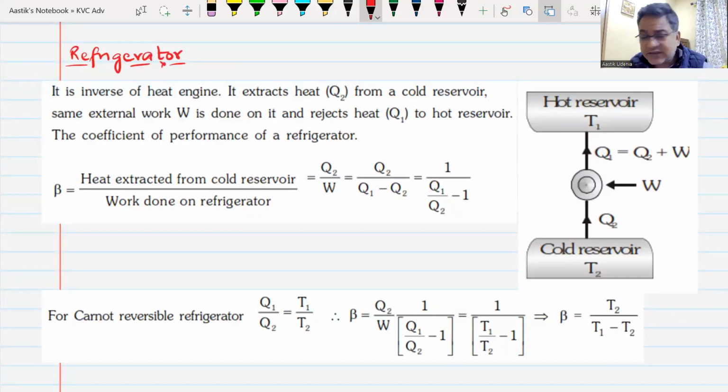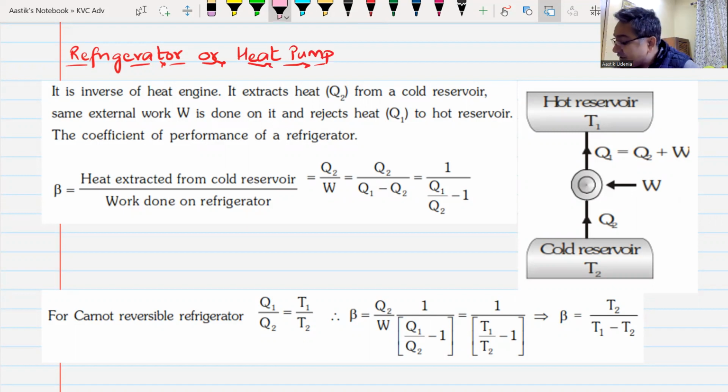Then the reverse of the heat engine is your refrigerator. Sometimes it is known as your heat pump. It is pumping out heat. Your refrigerator or your AC works on the same principle. Heat pump. So what does the heat pump do?